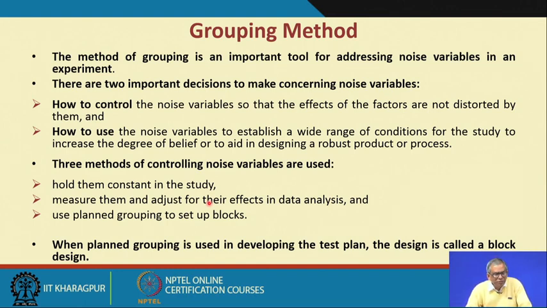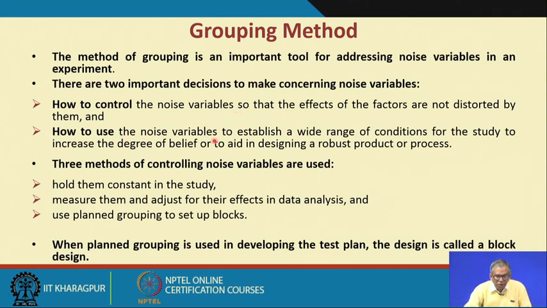What is the grouping method? The method of grouping is an important tool for addressing noise variables in an experiment. Is it okay? This is very important, like the blocking principles we apply. Now there are two important decisions to make concerning noise variables. First one is how to control the noise variables. Suppose the temperature is a noise variable, so how to control it? While you carry out a particular experiment, you have to set the value of the temperature at a particular level. So how do you do that?